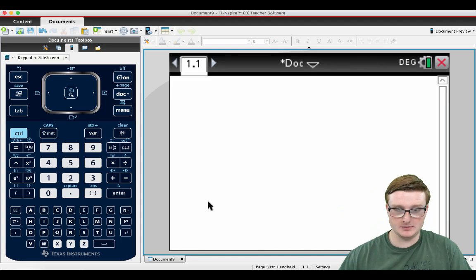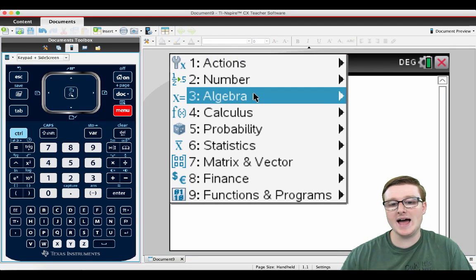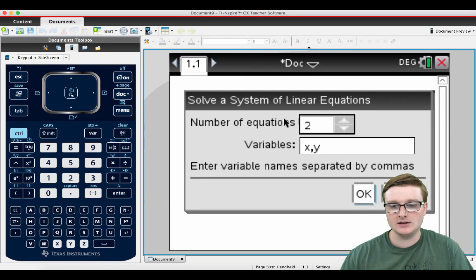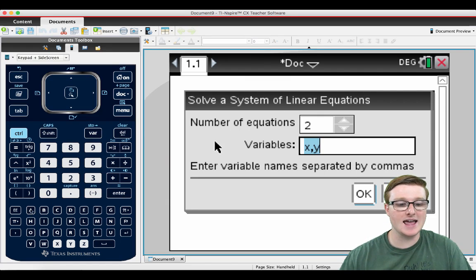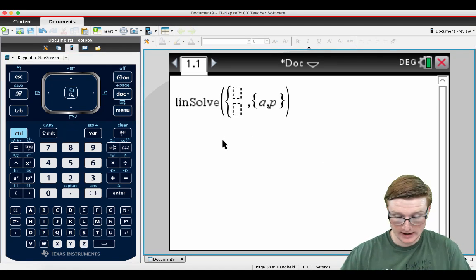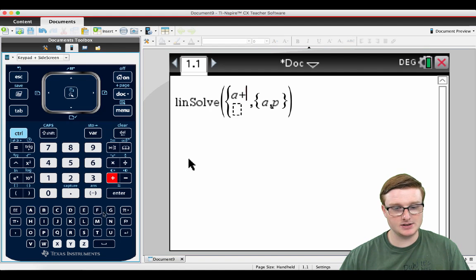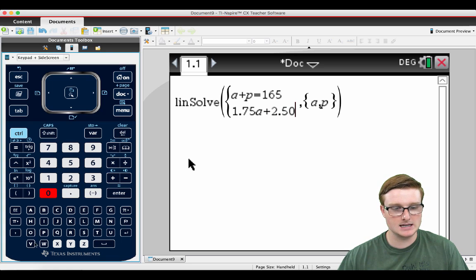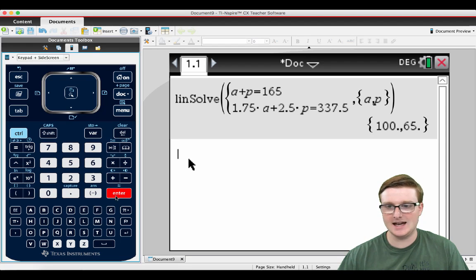If you go to your calculator page and you go to Menu, then Algebra, and then click on Solve System of Linear Equations, and set the number of equations to 2. Now, I'm going to change this to A, comma, P for apples and peaches, because that's what I have. Okay? And I'm going to type in A plus P is equal to 165. And we get 175A plus 250P is equal to 337.50.